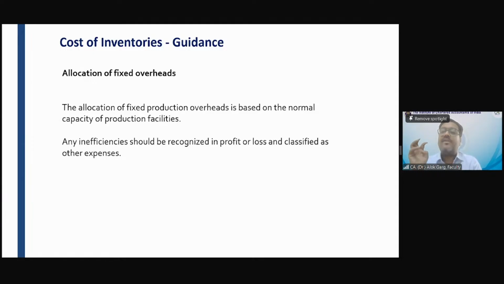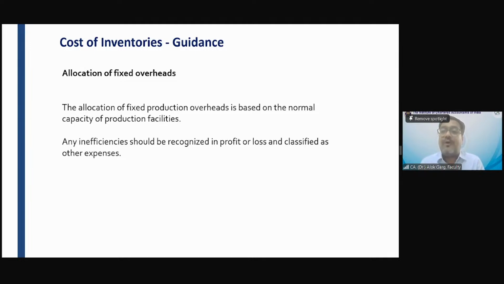So the normal production capacity is 10,000 units. But the company has produced only 5,000 units during the month. And the normal production capacity is 10,000 units per month. So what is the fixed overhead allocation to this inventory per unit? What is the per unit cost on the basis of normal production capacity? It is 10 rupees per unit.